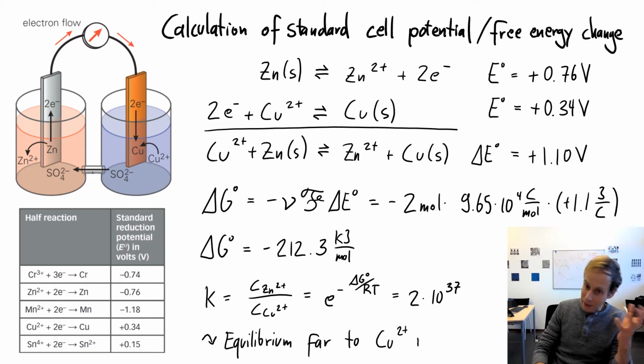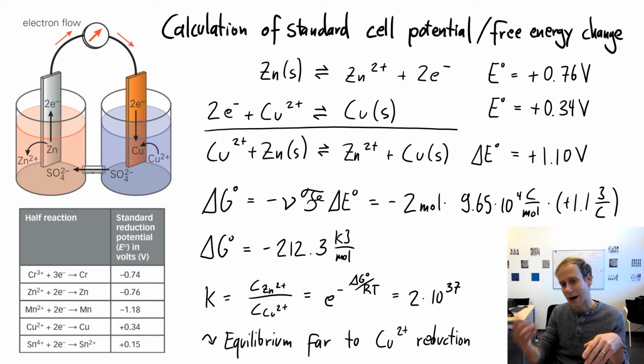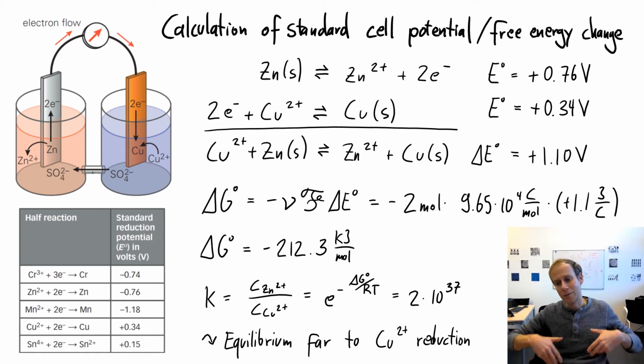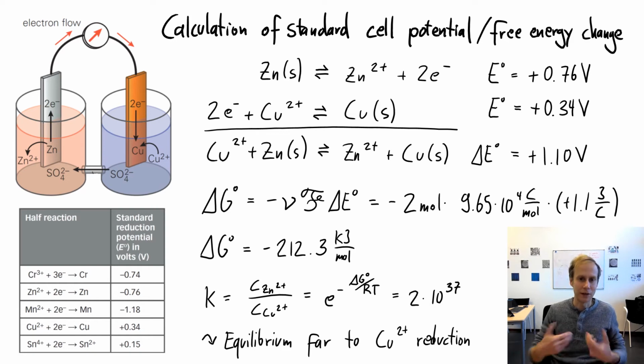So again, equilibrium is far to the copper reduction, which really shows how the higher potential of the copper ions facilitates this reduction reaction.